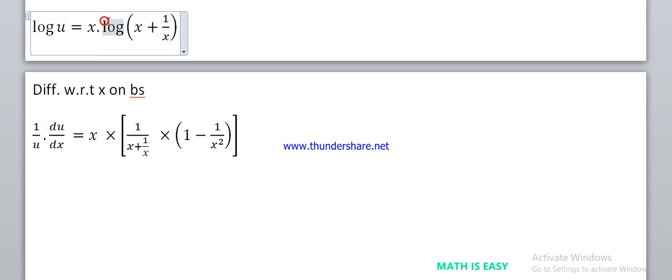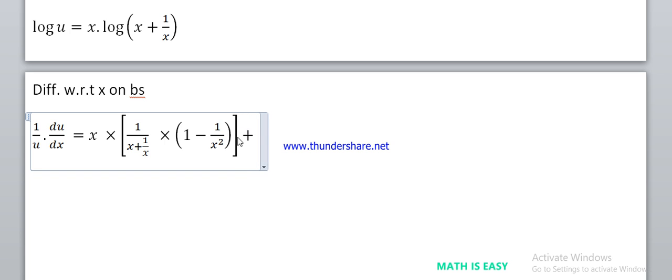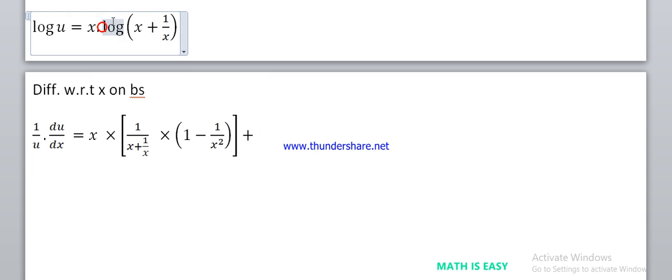Now derivative of this term I have to find. So derivative of log theta I know. That's why this entire thing I will take as theta. Derivative of log theta is 1 by theta, into derivative of theta. Derivative of theta means derivative of x plus 1 by x. Derivative of x is 1 and derivative of 1 by x is minus 1 by x square. U into derivative of v is done, plus v into derivative of u.